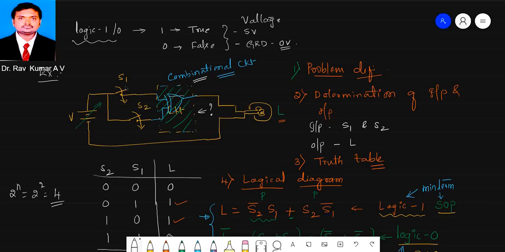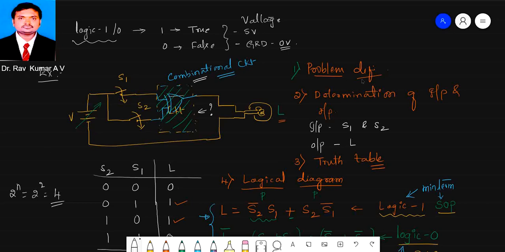Its example is staircase light control. As you people work on that, you can see in the videos. So how will it be operated? I have written my circuit here. We have two switches. There is a combination circuit to implement, and the output is L here.